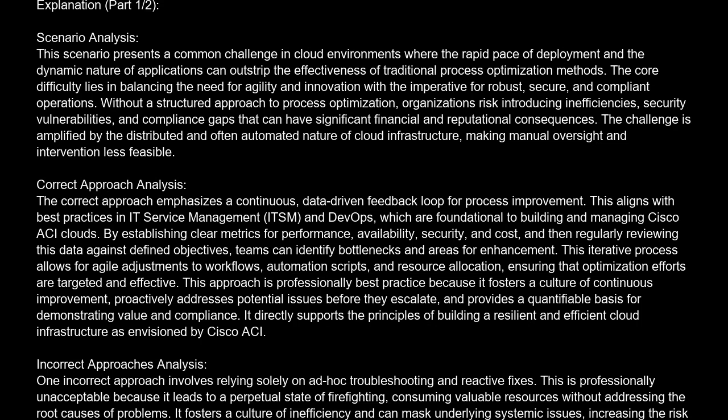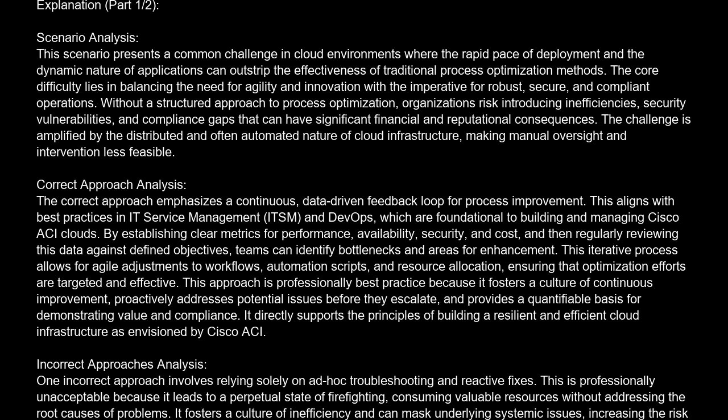The correct answer is C. Implement a continuous monitoring and feedback loop, establishing key performance indicators (KPI) for application performance, availability, and resource utilization, and regularly analyzing this data to identify and address bottlenecks and inefficiencies in the deployment and operational workflows.